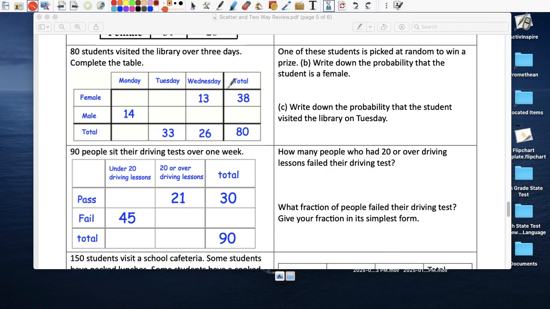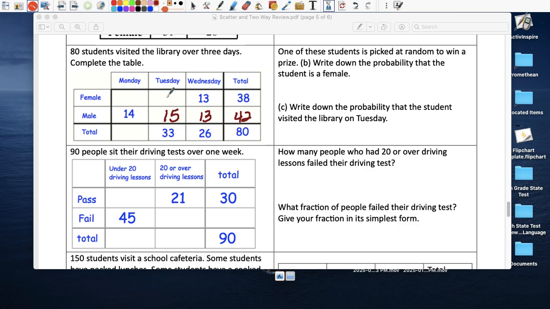So here, 80 minus 38, we get 42. 13 plus 13 is 26. We can do this number here. Something plus 14 plus something plus 13 equals 42. So we can do 42 minus 14 minus 13, and we get 15.